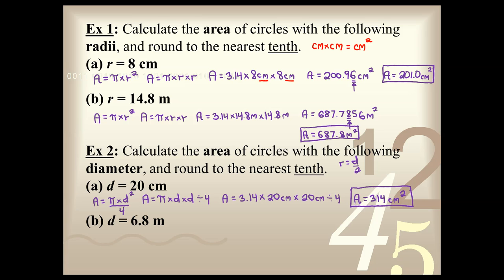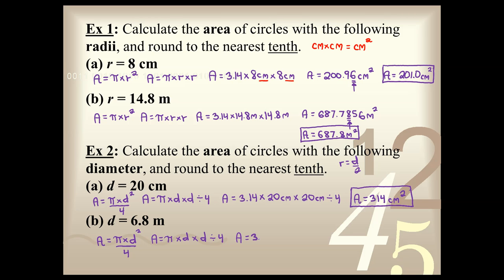Okay, and then the last one, we have d is 6.8 meters. So I'd have my area is equal to pi times d squared over 4. Again, I use this equation because I'm given the diameter. And that would be equal to pi times d times d divided by 4. Now let's plug the numbers in.